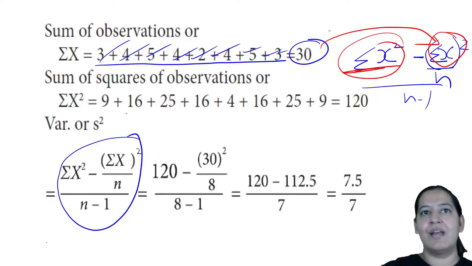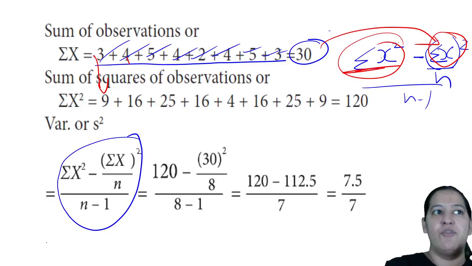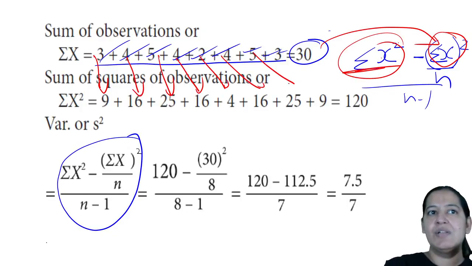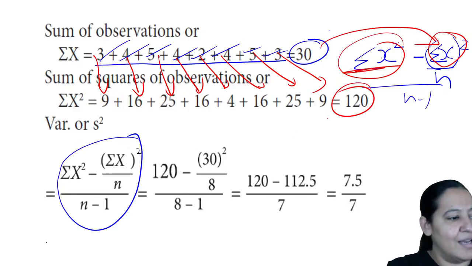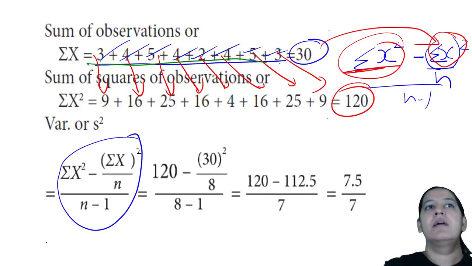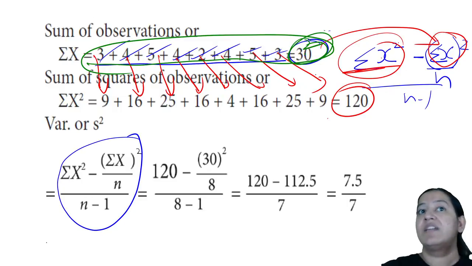Now I will calculate this value. Isko kaise calculate karenge? First I will do individual square. So 3 ka square is 9, 4 ka square is 16, 5 ka square is 25. So likewise I am doing individual square and then I am doing the summation. Have you got it? In the first thing, listen, I am repeating again. First I am doing the summation, that is 30, then I will square this 30, 30 into 30. Done. That is 112.5 whatever.